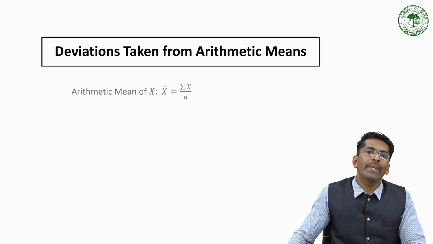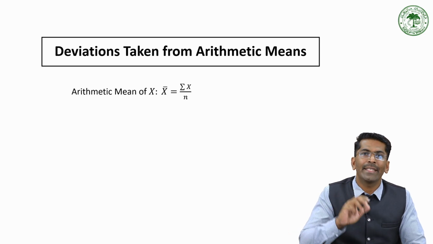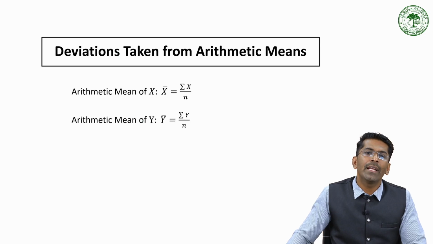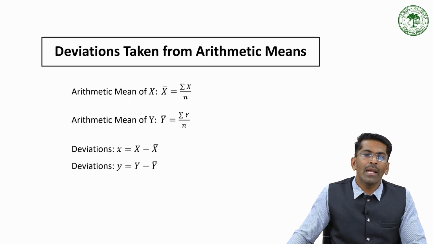Let us consider two variables x and y. The arithmetic mean of x, which is x bar, is the sum of x divided by n. Similarly, the arithmetic mean of y, which is y bar, is the sum of y divided by n. That is how we calculate the arithmetic mean of a variable. Then the deviations, generally taken from the mean, are denoted by small letter x, that is x minus x bar. From the actual value, we subtract the mean value. Similarly, small letter y is y minus y bar.